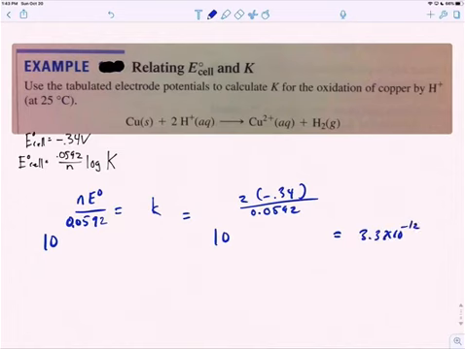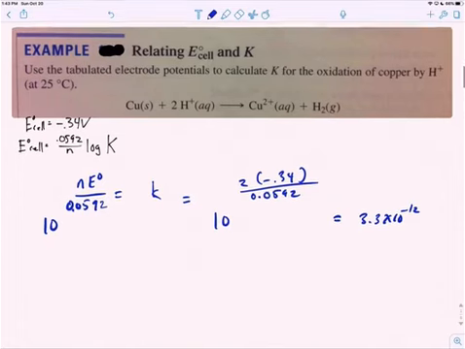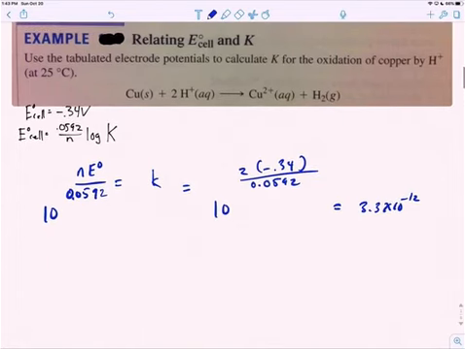Probably the hardest part of this is the algebra going from here to there for K, rearranging the equation and then solving it. So that is the equilibrium constant, and it's pretty small. This is saying the reaction doesn't proceed very far to the right, and we know that copper won't dissolve in acid, so it's not surprising.